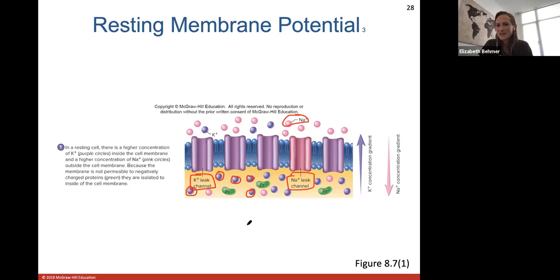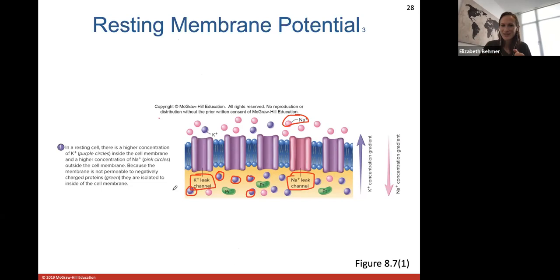The sodium potassium pump, it's not necessarily a gated channel. It will remain closed. It's kind of like a gated channel. It can only open in the presence of ATP. Good question, Kathy.